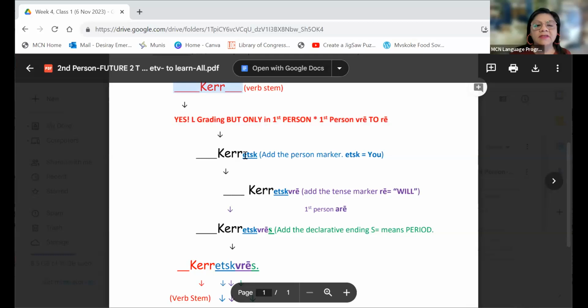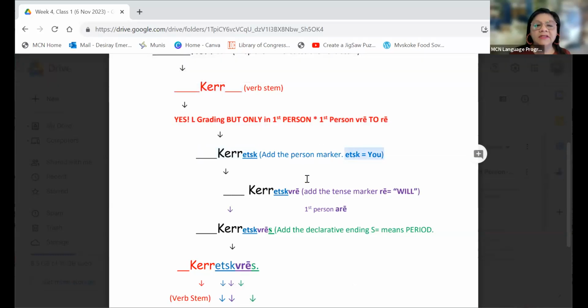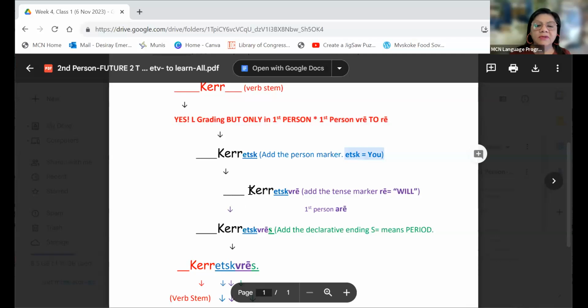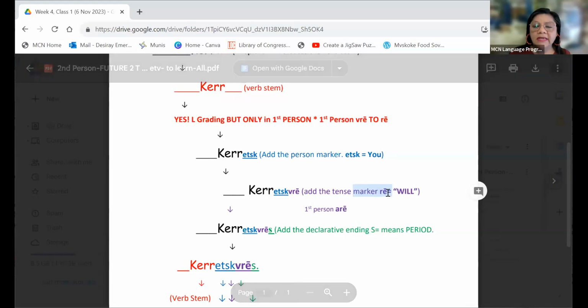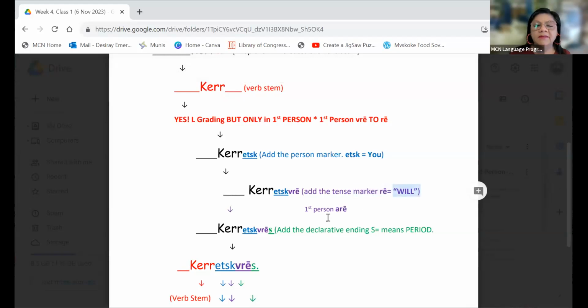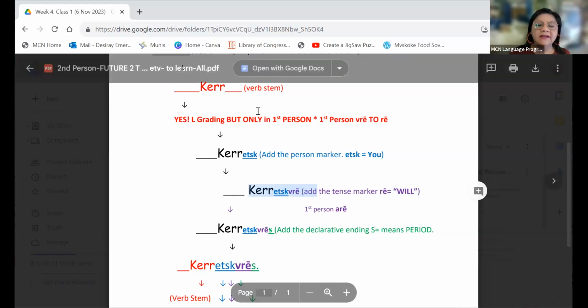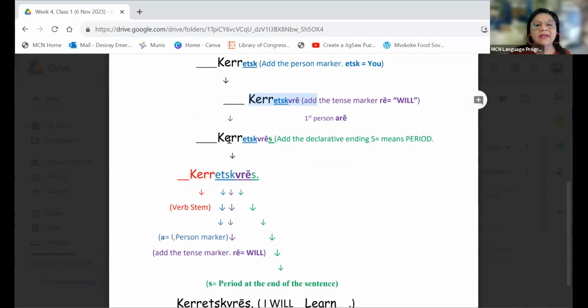You got your verb stem. So right now we're adding our person marker. It's means you. So we drop everything down. Get, it's a thief. Remember, oh, I should put the V right here. I will go back and edit that. So add the tense marker VRE, a thief, which means will. So you're adding on to your sentence. Add the declarative ending, which means the period. So you see right there, I put the period at the end of the sentence.